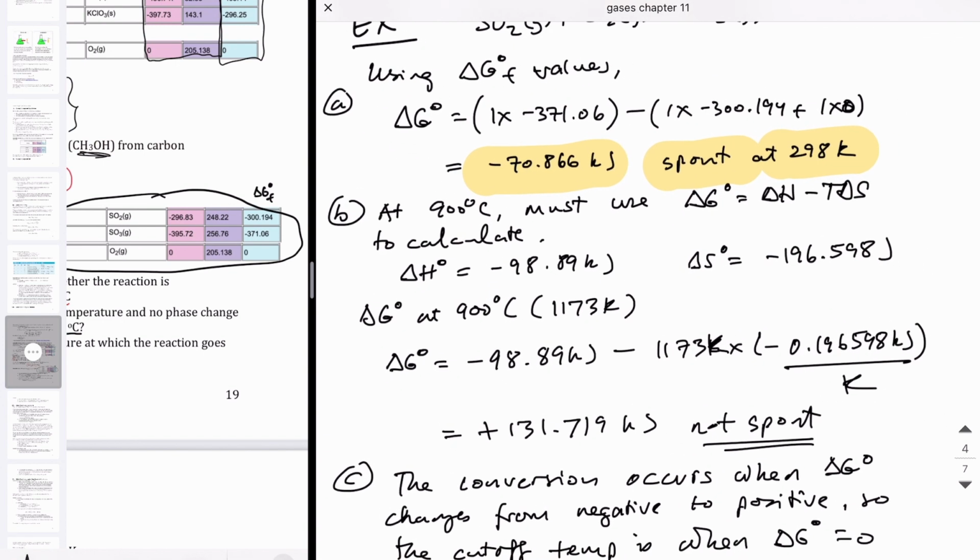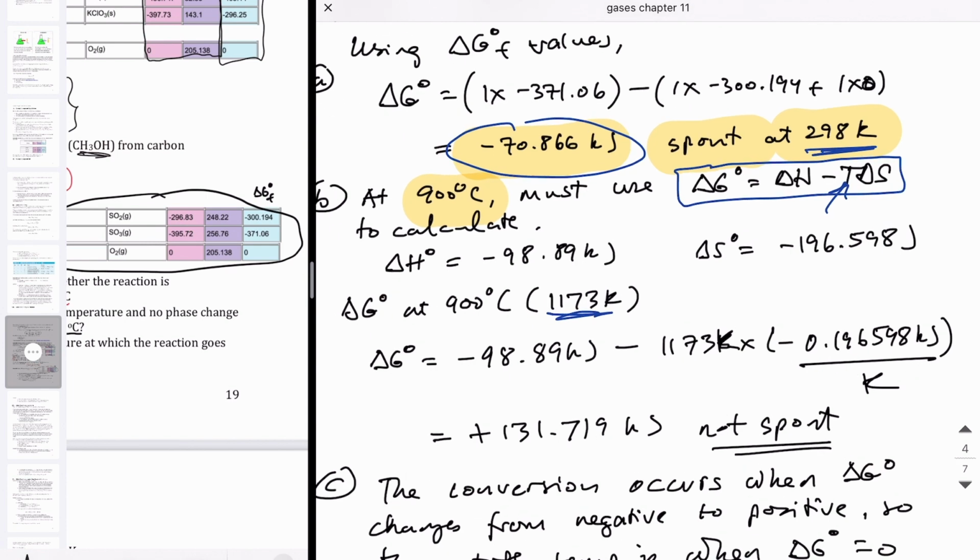And in fact, that's what question B is asking. It's saying, at 900 Celsius, what is the value of delta G and is the reaction spontaneous or not? This is important because now you can't just look at the same number that you calculated and say, okay, well, it's negative 70.866, so it's going to be spontaneous, because that only applies to 298 Kelvin. If you're going to calculate it at 900 Celsius or 1173 Kelvin, you're going to have to use this equation, which is delta G standard equals delta H standard minus T delta S standard, right? That equation explicitly has a temperature factor, which is going to give us a different delta G value.